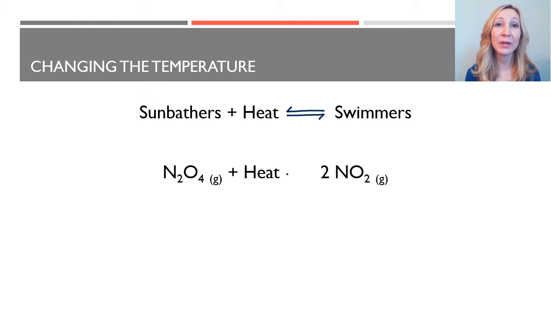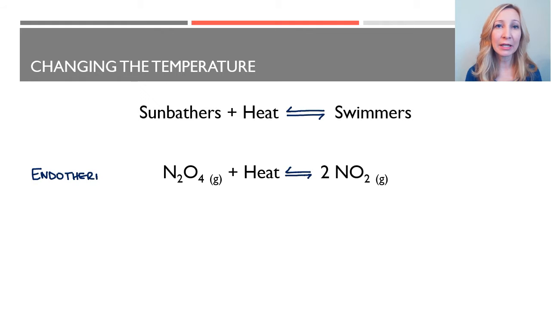Now here's another reaction where heat is found on the left. When we look at the change in temperature and how that affects equilibrium, we have to identify what role heat has in this.